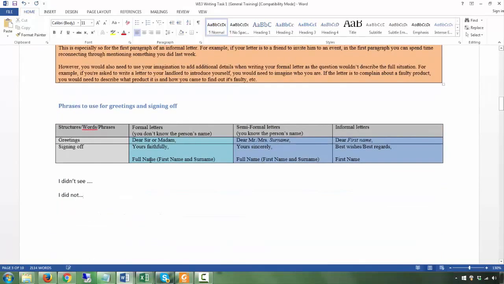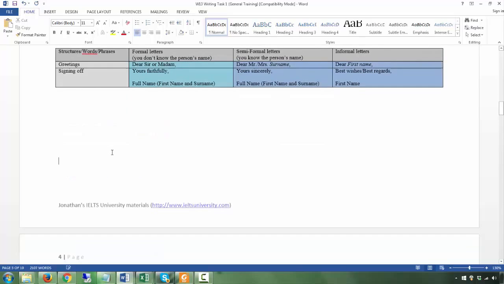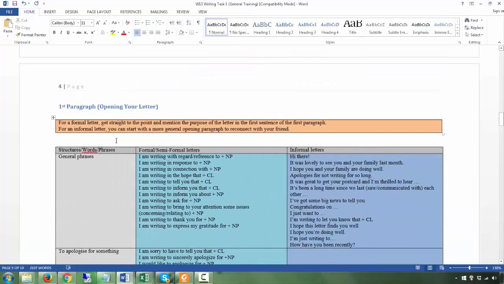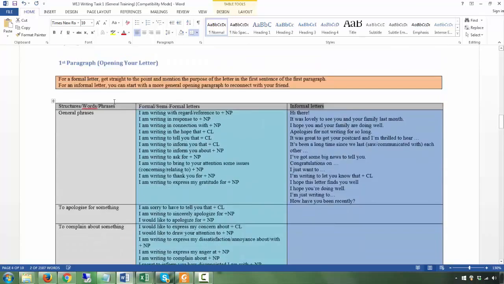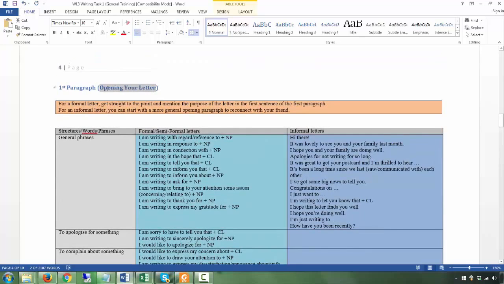Okay, how would you? Here are phrases that you would use for your introduction, whether it's a formal, semi-formal, or informal letter. So this is opening your letter, basically your first paragraph, your introduction.